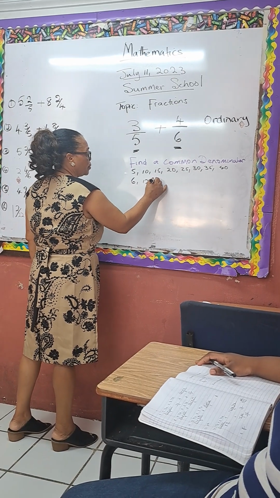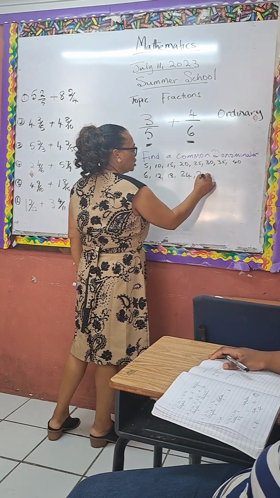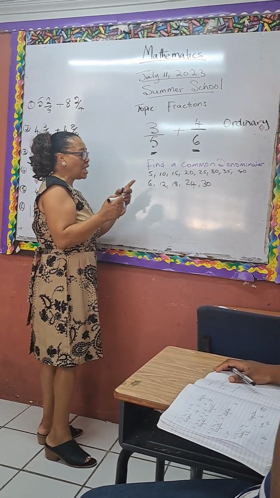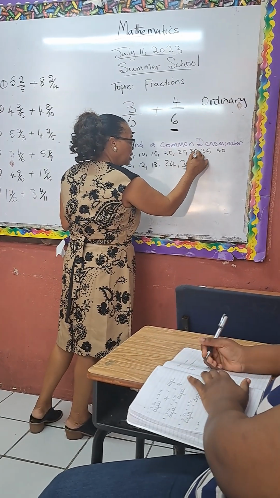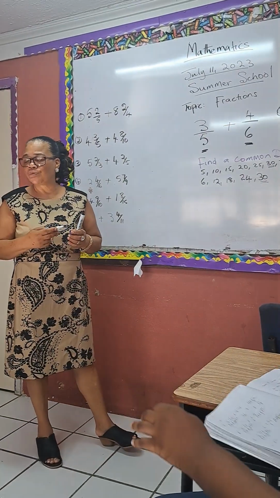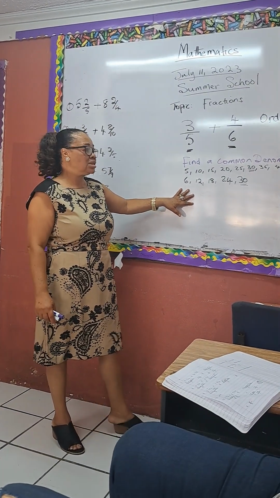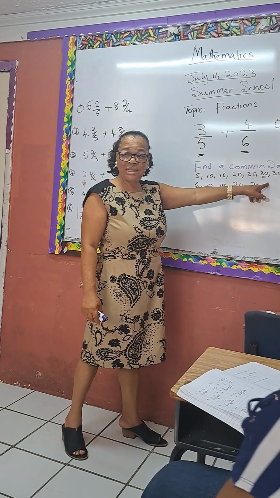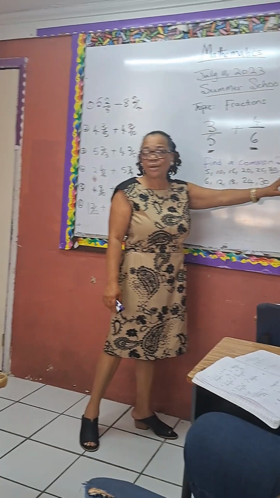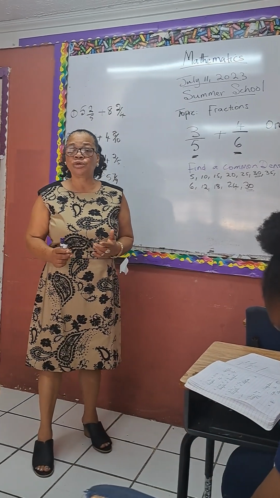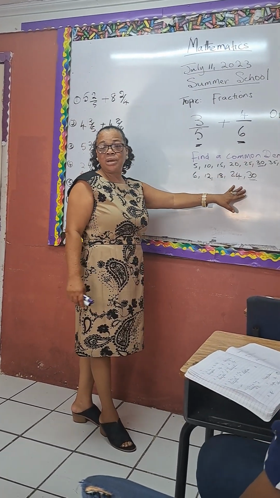6, 12, 18. 18 plus 6 is 24, 24 plus 6 is 30. I'm gonna stop right here because I noticed that I have a what? A common denominator. There's 30 in this group, and there's 30 in that group, so I could stop right there because all I'm looking for when I'm writing the second table is a number that matches one at the top. You understand? I did the first one.